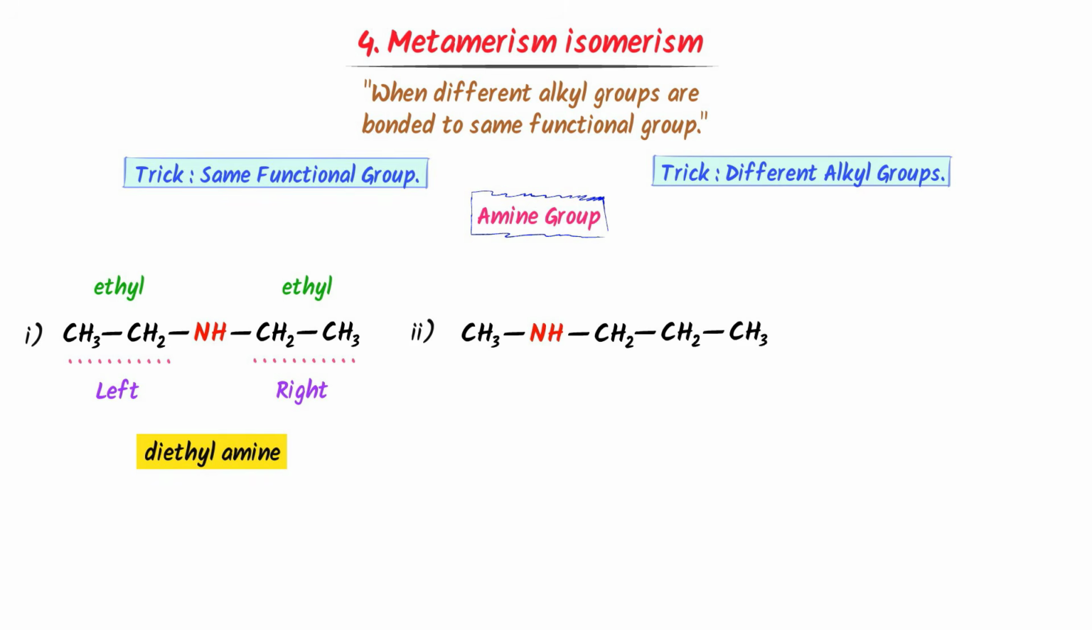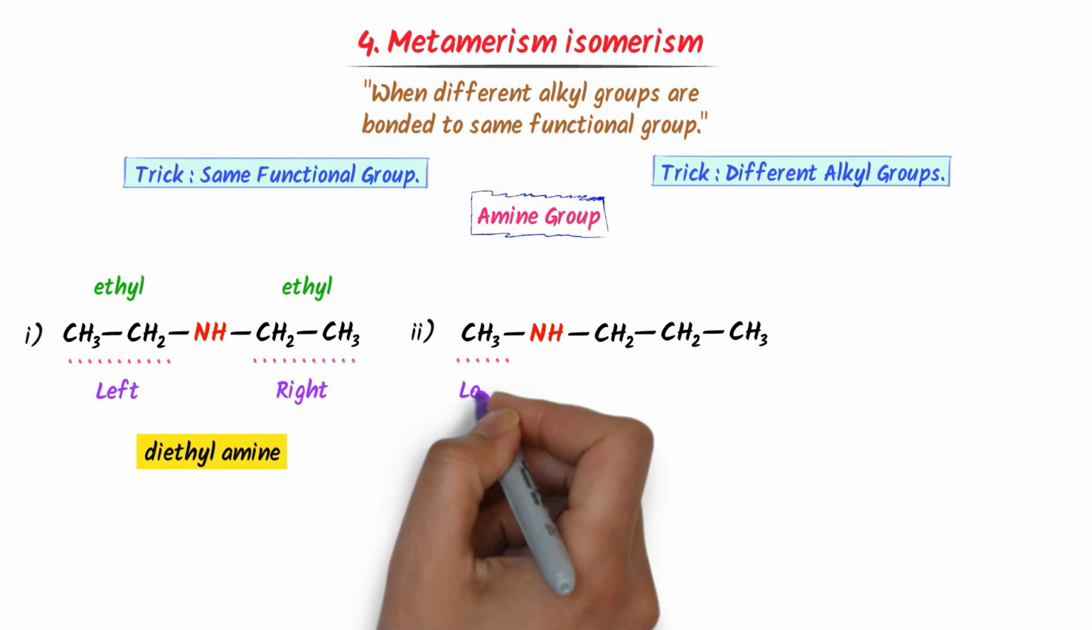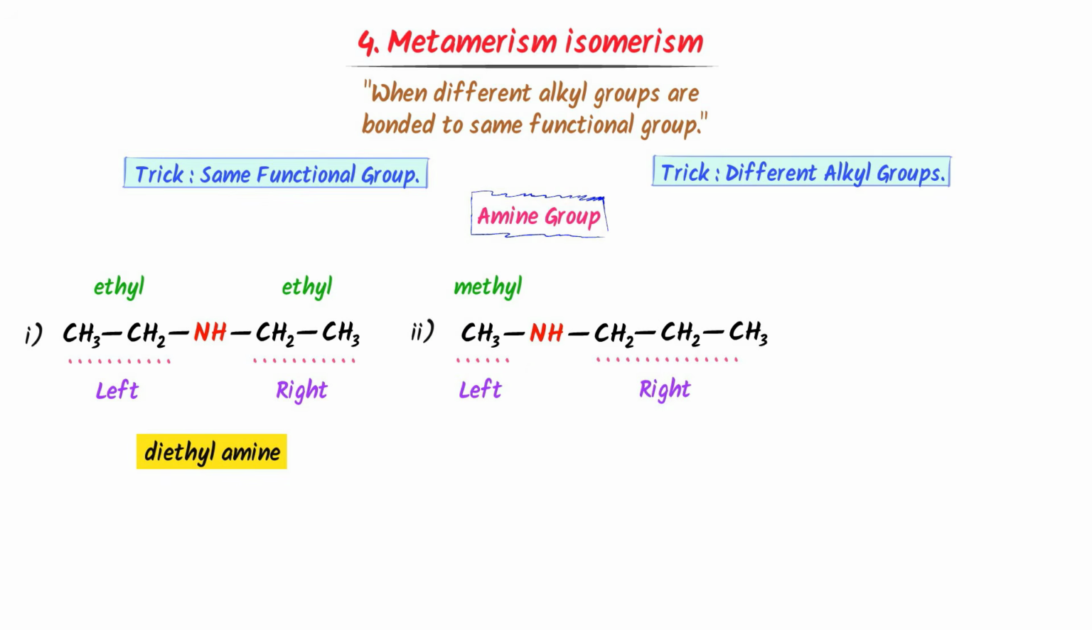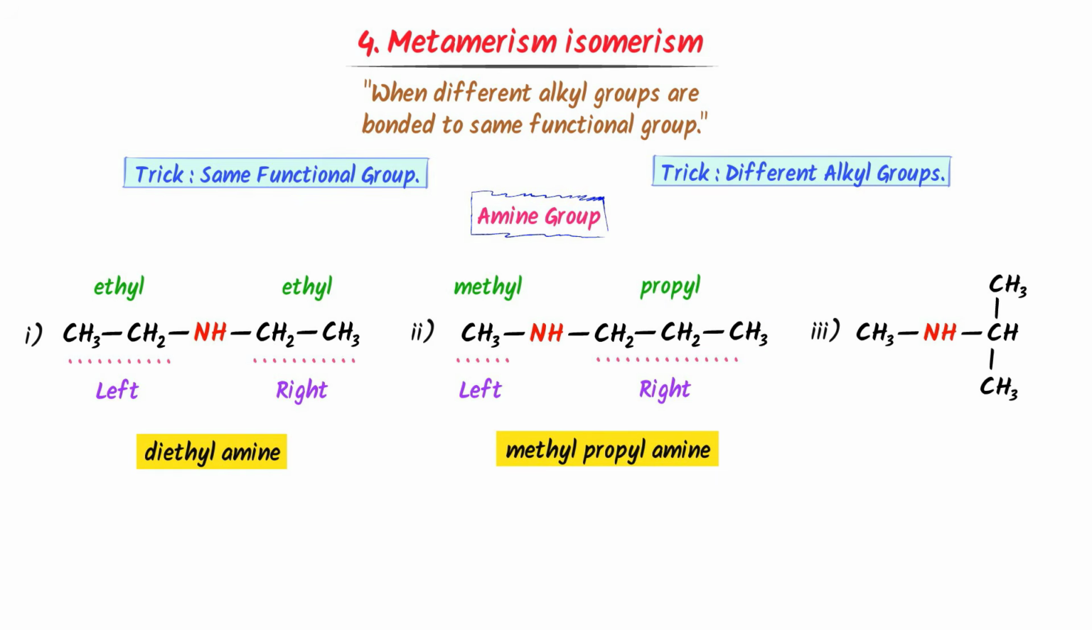Now I shift this CH2 from the left side to the right side. I get this new compound. Here at the left side, there is a methyl group, while at the right side, there is a propyl group. So we call it methyl propylamine. Lastly, I cut these two carbons of the propyl. I attach them to this carbon. I get this new compound.